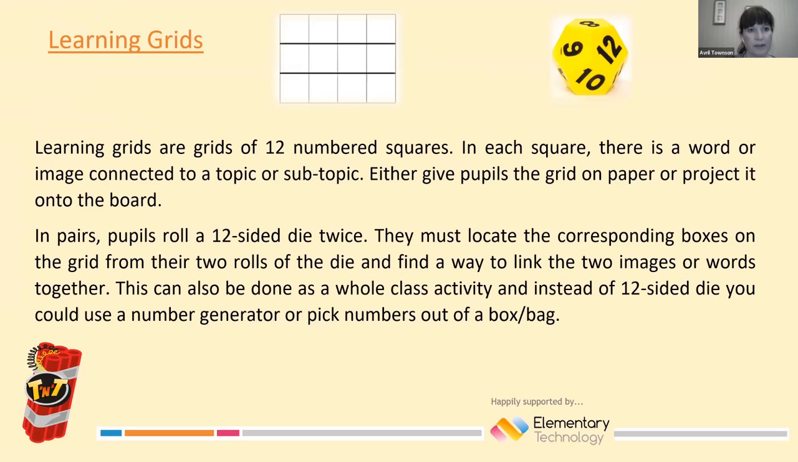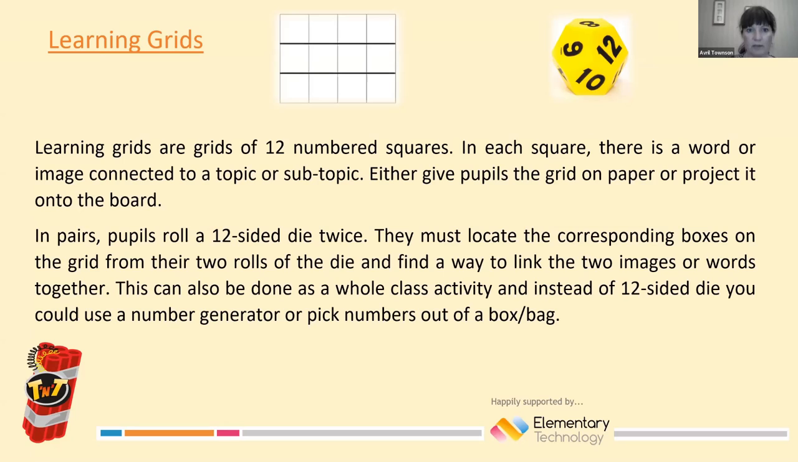This one's called Learning Grid. So you can have different numbers of squares on the grid, but this one in particular I'm going to talk about has got 12 numbered squares on the grid. What you can do is fill that grid with either 12 keywords or a variety of different keywords, or it might be pictures or diagrams. Then the students work in pairs and they roll the 12-sided dice twice, and then they would use that to get the coordinates of the particular grid.